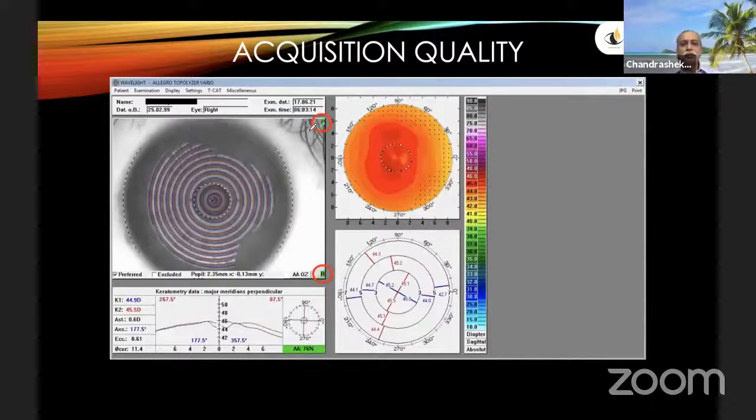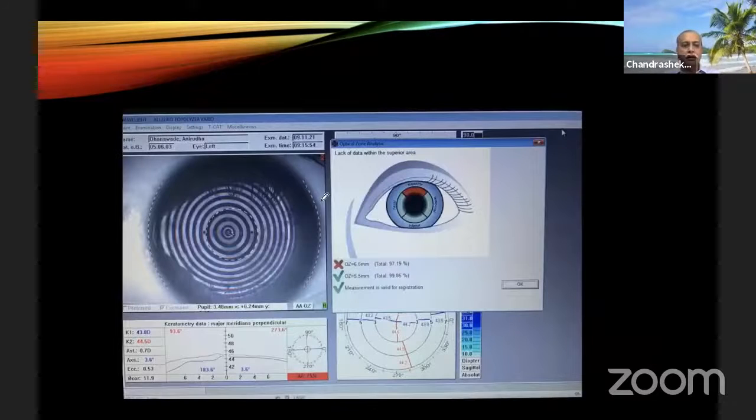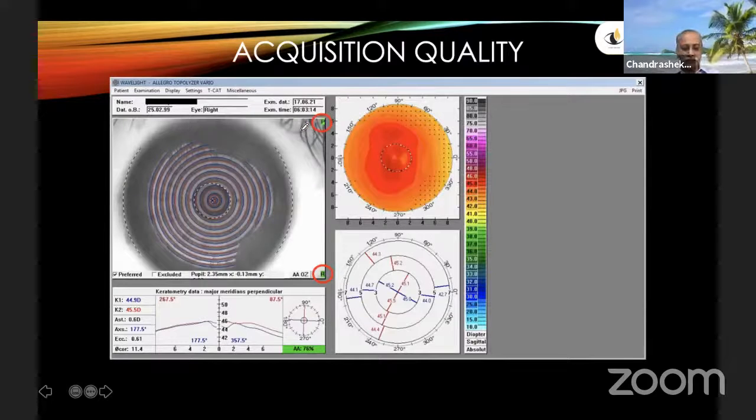Now, there are two important things over here. Number one, this is the preferred treatment. It means that this is a very good quality image. If you do not get this, it will say that the acquisition is less than optimal, and you may have to repeat the reading.